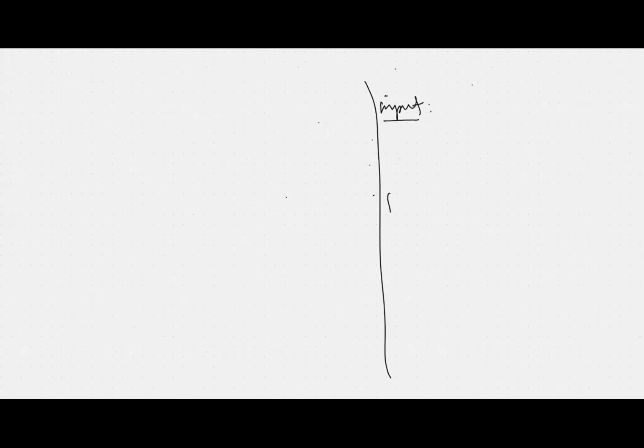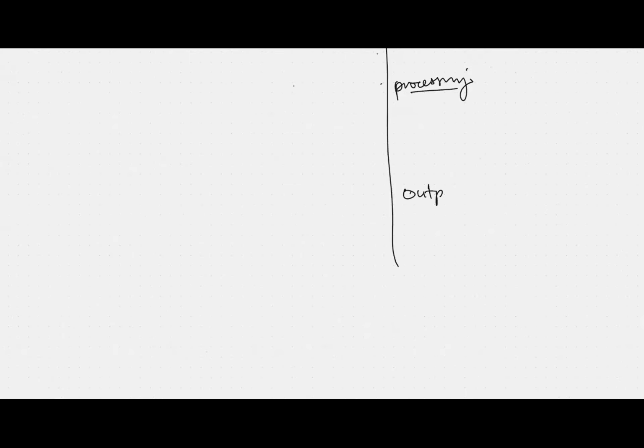For example, if we want to create a program that will do simple interest, let's create a simple program that will do simple interest. So let's talk about the input, the processing, and then the output. So number 1, what inputs?